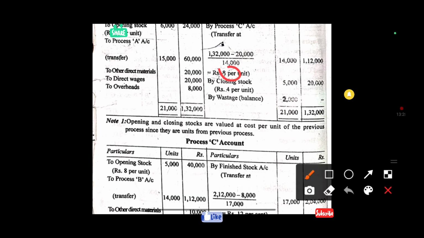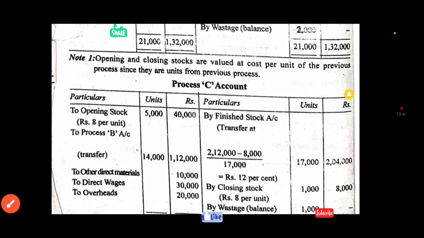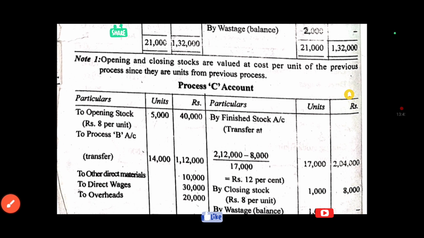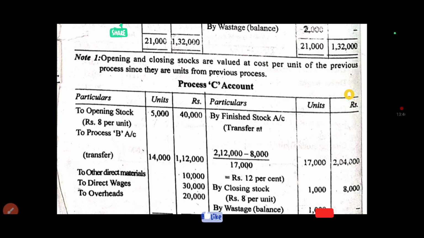Okay, 8 rupees. So the opening stock is 5,000 units. It will be multiplied with the previous process cost per unit. You will get the total cost value is 40,000 rupees. The value of opening stock is 40,000 rupees.